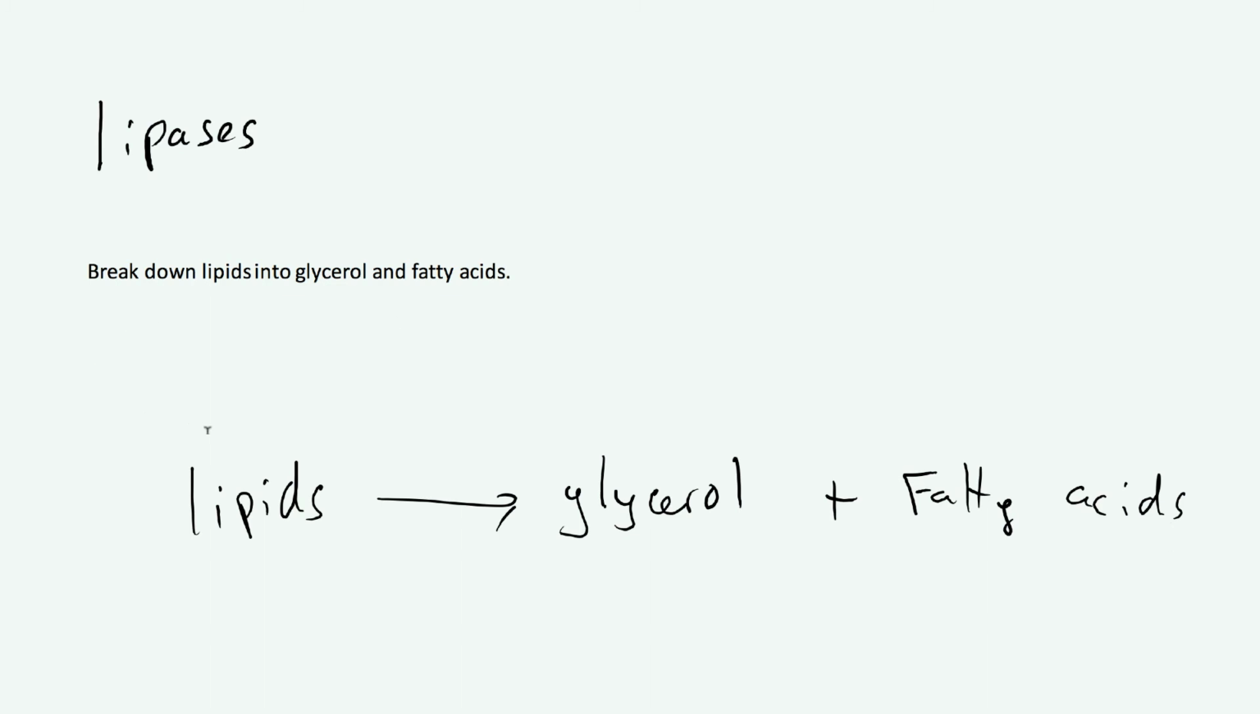Now, lipases are only found in 2 places. They're not produced in the stomach and they're not produced in the salivary glands. Instead, you only get them in the pancreas and the small intestine. All right, and that's about it.